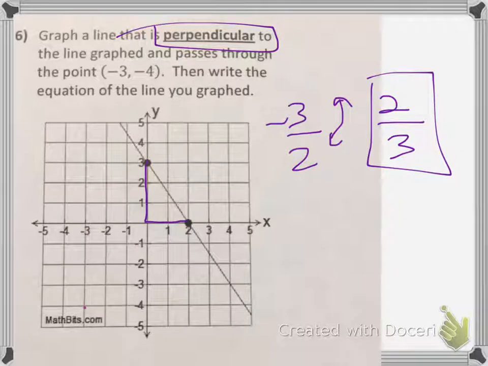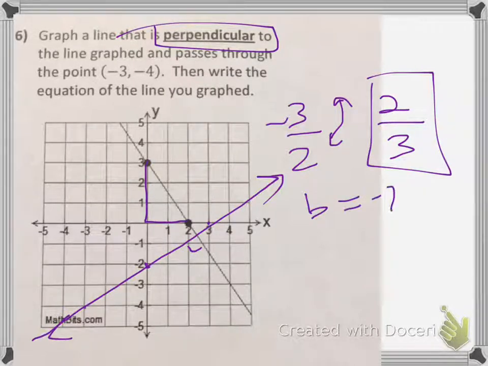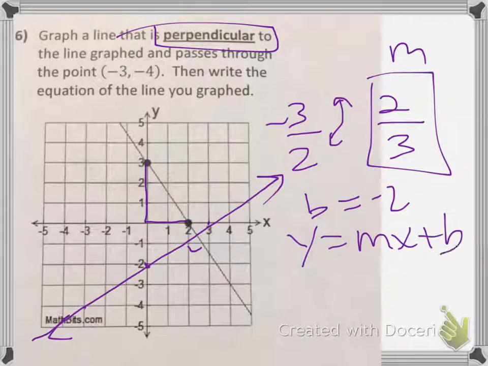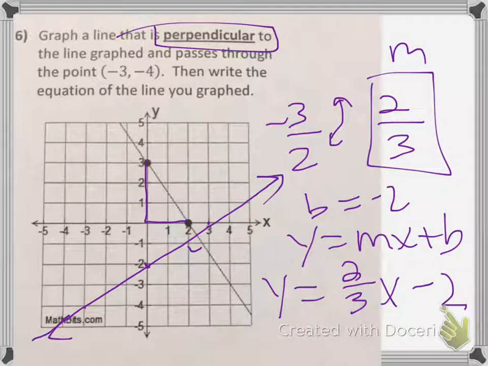So from this point I count up 2 and I go over 3 and do a new point. I go up 2 and over 3 and do a new point. So my line goes through those ordered pairs like that. It should look like it forms a 90-degree angle with the other line, which it does. Then it says write the equation of the line. Well, I know that mine passed through -2, which was my b value. This is my slope value. So if I'm plugging into y equals mx plus b, I'm going to get y equals 2/3 x minus 2.